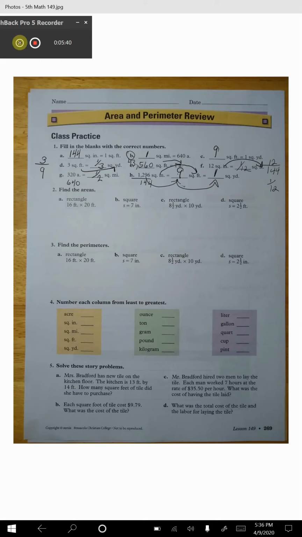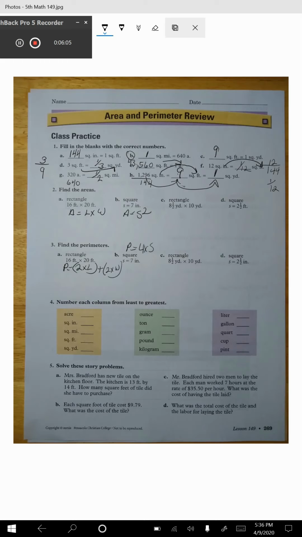Areas. Remember, area equals length times the width. Square area equals side squared. Perimeter for the rectangle, 2 times the length plus 2 times the width. Soon I'm going to stop giving you these. And the perimeter for a square is 4 times s.